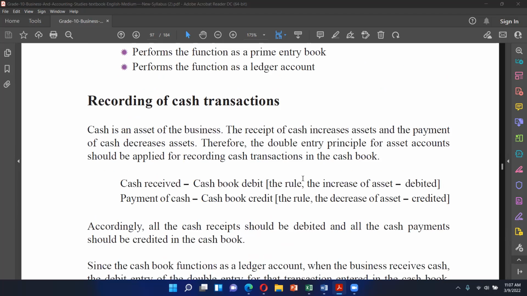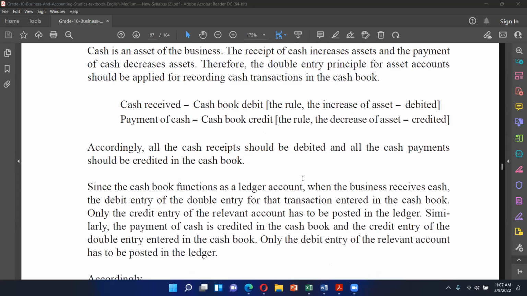Okay. So, recording of cash transactions. Cash is an asset. Any receipt of cash increases the asset. Any payment of cash decreases the asset. In that context, you debit the cash book when you receive cash, and you credit the cash book when you pay cash. So that is the double entry. Clear?